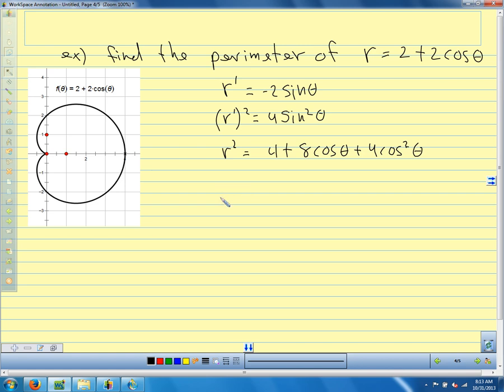So we're going to add these two together, r squared plus r prime squared. When I add these together, I get 4 plus 8 cosine theta, and I get 4 sine squared theta plus 4 cosine squared theta, so I just end up with a 4. So I can simplify, I can factor out an 8, I get 8 times 1 plus cosine theta. That doesn't look too bad.